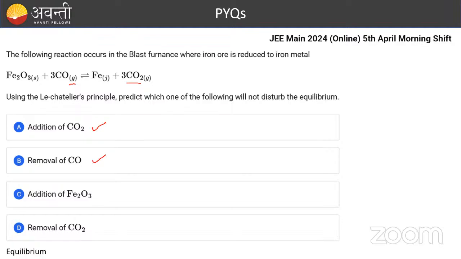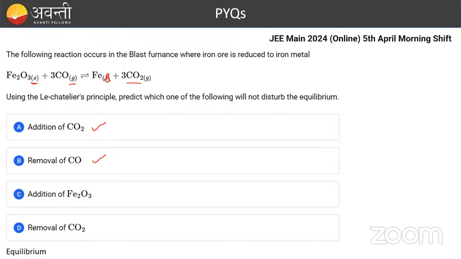Then option C is addition of Fe2O3. Fe2O3 is a solid. Whether you are adding the solid or removing the solid, that doesn't affect the equilibrium.